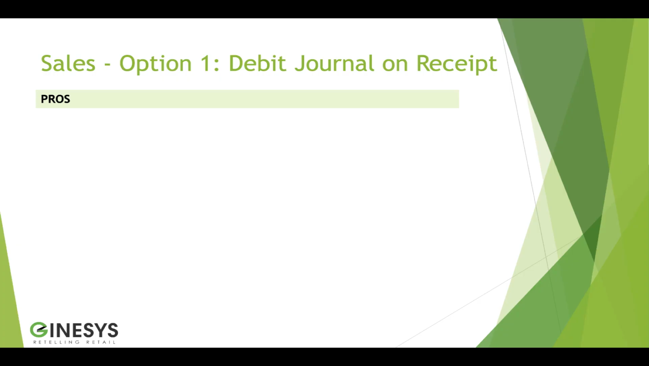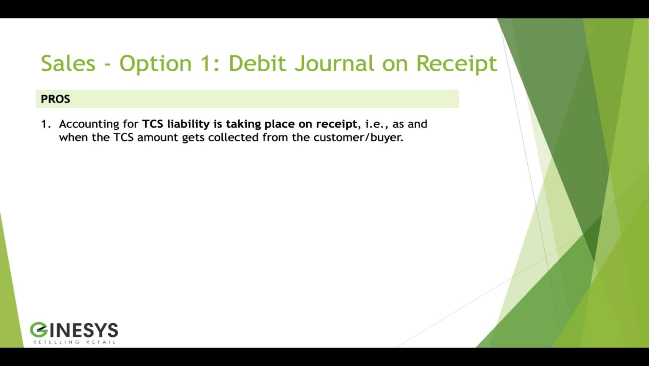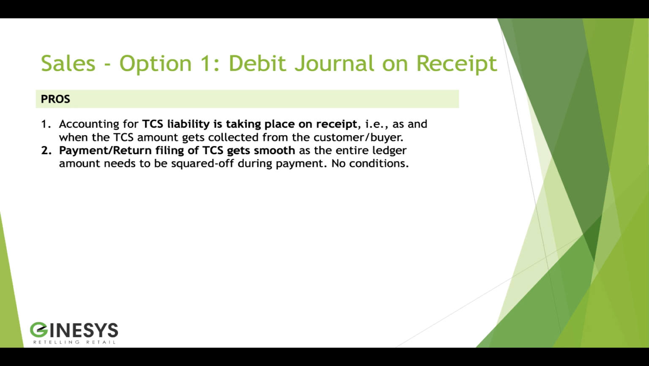Now before we move to option 2, let's first understand the pros and cons of option 1. The first pro is that accounting for TCS liability takes place on receipt, that is, as and when the TCS amount gets collected from the customer or the buyer. The second pro is that payment and return filing of the TCS collected gets smooth, as the entire ledger amount needs to be squared off during payment. That is, whatever amount showing up in the ledger needs to be paid to the government, and accordingly you can file the returns. Now let's discuss some of its cons.